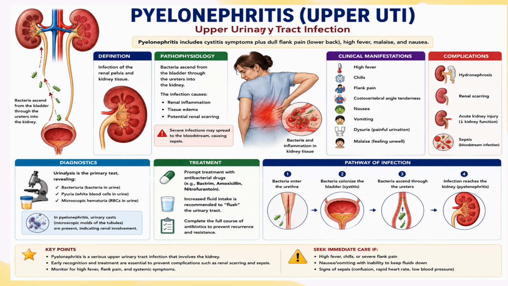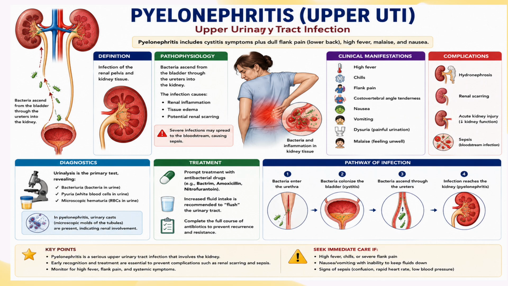Now, the upper urinary tract infection is pyelonephritis, right? This involves the renal pelvis and the kidney tissue. The disorder develops when bacteria, remember we said UTIs tend to be ascending, ascend from the bladder into the kidneys. The infection causes inflammation, edema, and infiltration of the white blood cells into the renal tissue. Severe infections could produce abscesses in the kidneys, scarring, or permanent nephron damage, right?